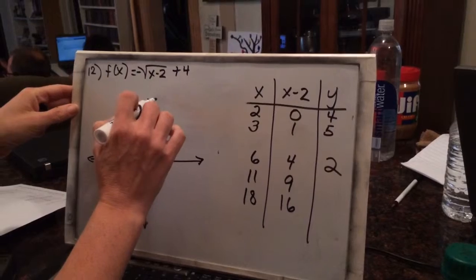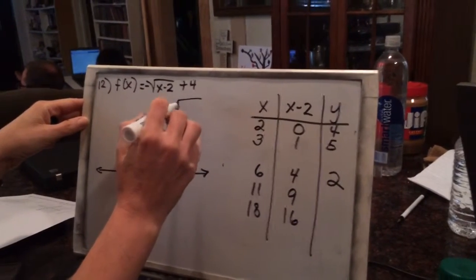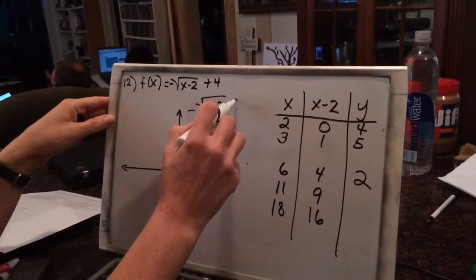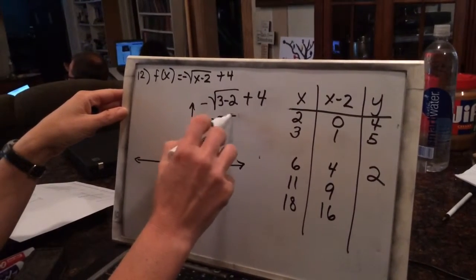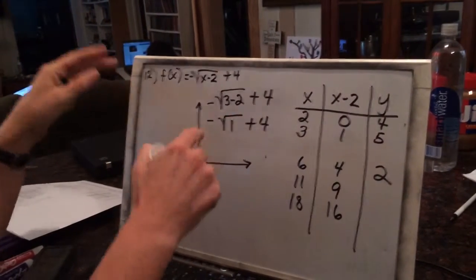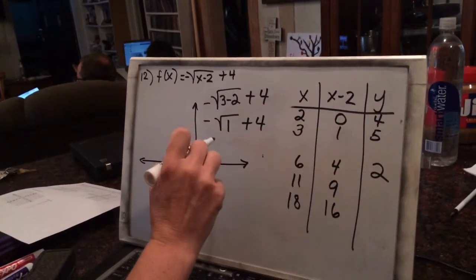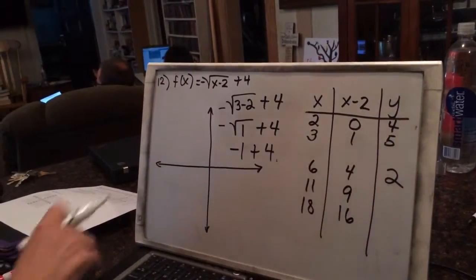Let's see. The negative of the square root, x is 3, minus 2, plus 4. We have the negative of the square root of 1, plus 4. Look what happened. I forgot the negative, see? That's why it's good to look at your patterns. So we have negative 1 plus 4. This should have been 3.